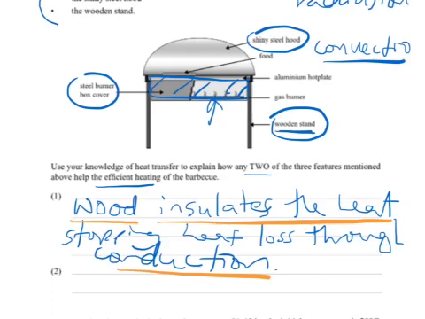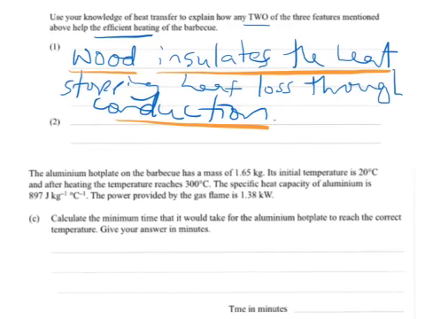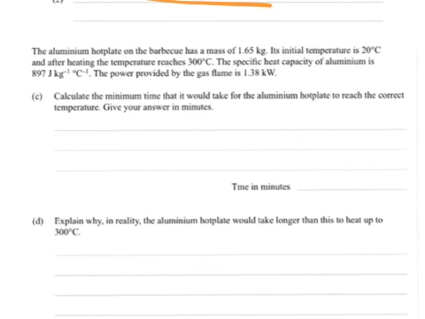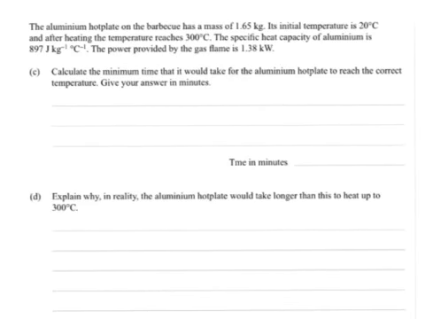To preserve efficient heating. That's usually the underside is covered in grease and muck, so unless it's very, very clean, that's not something that's a huge consideration. Moving on, the aluminium hot plate on the barbecue has a mass of 1.65 kilograms. Its initial temperature is 20 degrees, and after heating the temperature reaches 300.